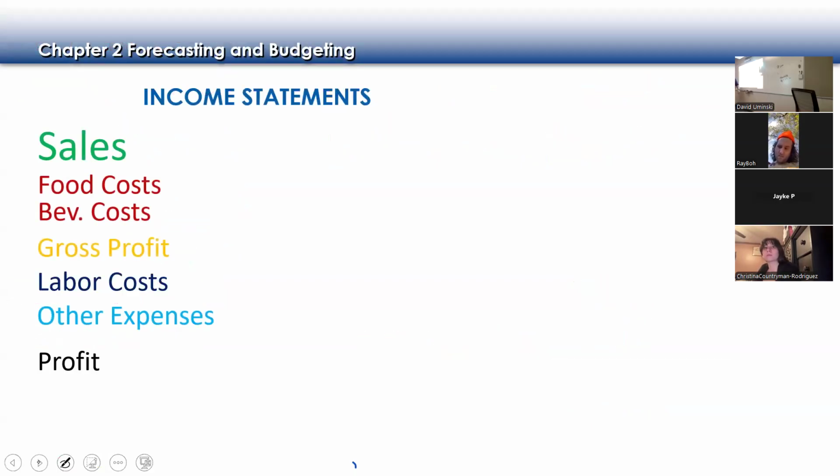Our income statements. This is also known as a profit and loss statement, a P&L statement. Okay? This is also known as a P&L, profit and loss statement.